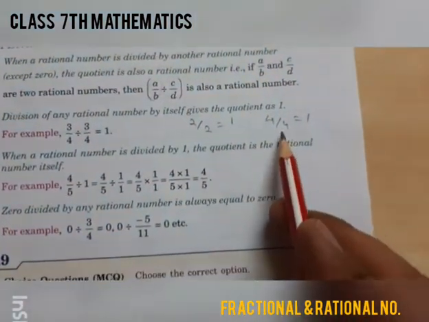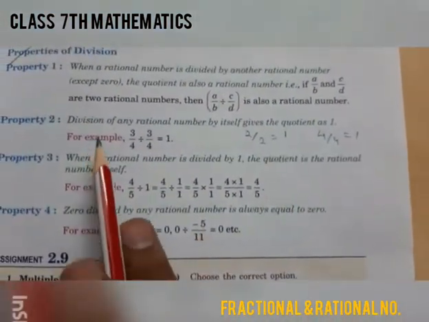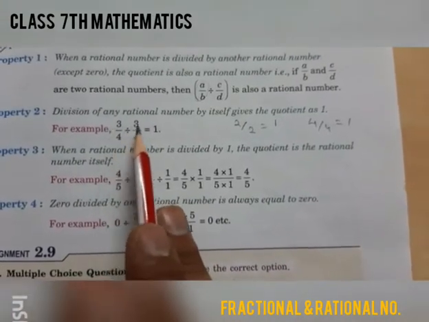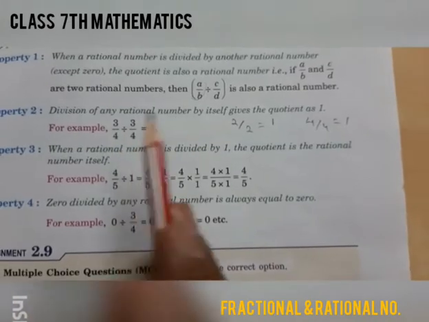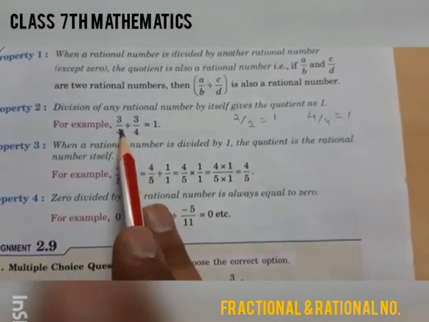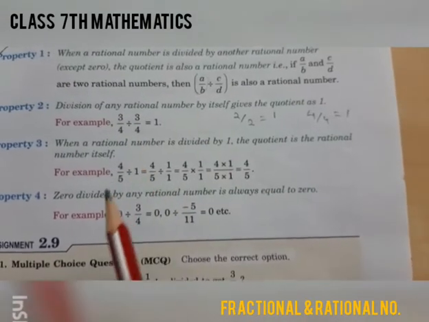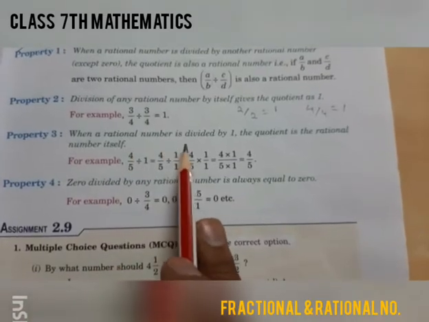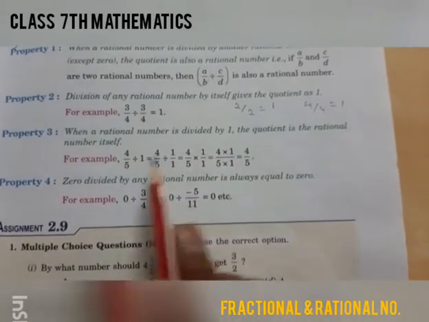Any number when divided by itself, the result is always 1. So if any rational number is divided by itself, that means two rational numbers having the same value, the result will always be 1. That is why it is written that division of any rational number by itself, the quotient is always 1. Now property number 3, when a rational number is divided by 1, the quotient is the rational number itself.